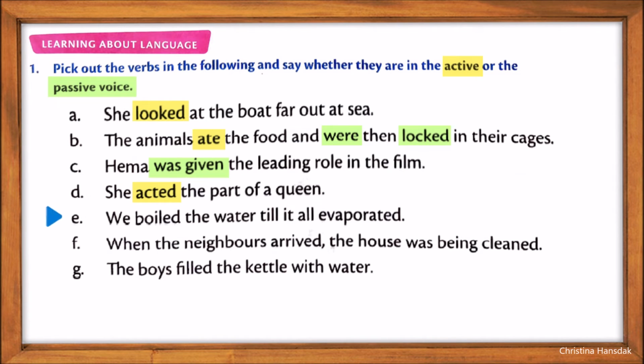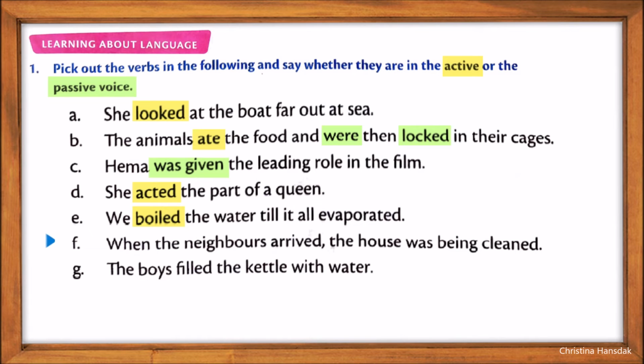Come to sentence number E. We boiled the water till it all evaporated. In this sentence, boiled is our verb. And the subject, we, is mentioned as an action. What are we doing? We are boiling the water, isn't it? So, the word boiled belongs to the active voice.